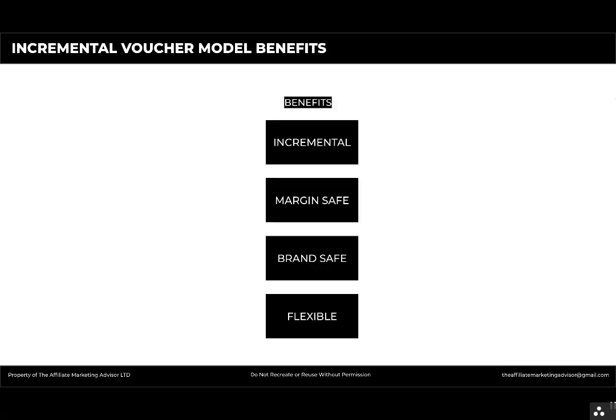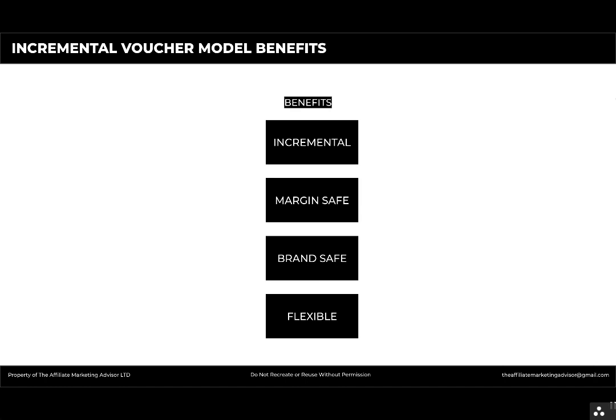The benefits of this approach are that, number one, it by default helps to create incremental voucher codes. Those voucher codes are then margin safe because the business in that example was increasing the average amount of customer spending, meaning that there was more margin from that sale.